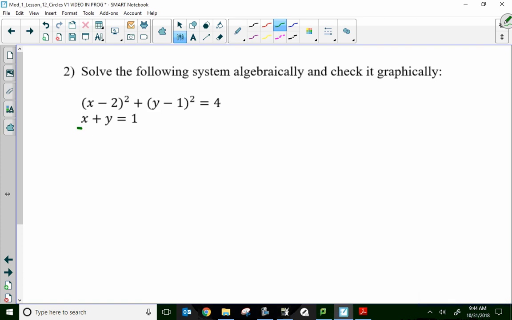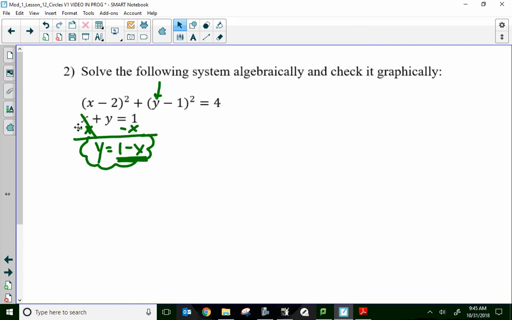I'm going to subtract x from both sides. And I've got y equals 1 minus x. This is critical in my two points. One, I'm going to substitute 1 minus x in for y. And then when I get those two x values, I need two y values, and I'm going to use this equation a second time.